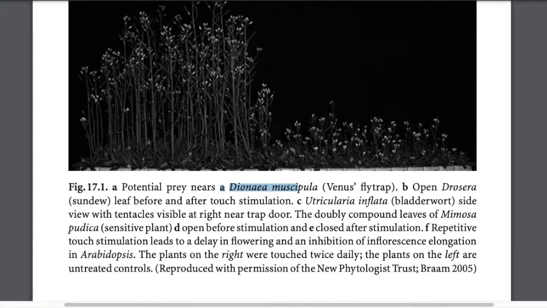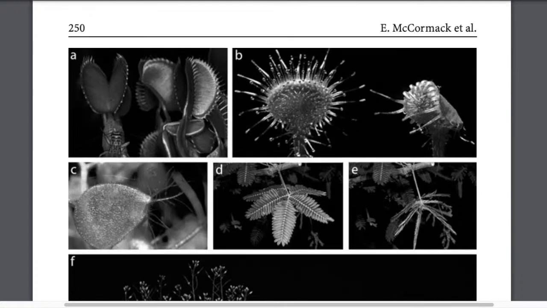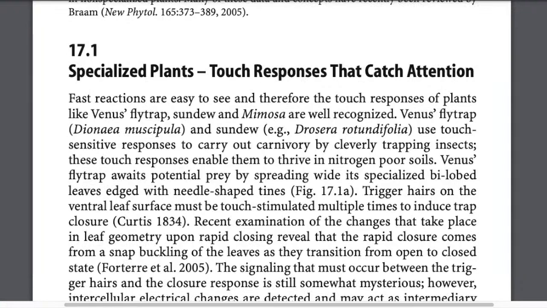And what's F? Repetitive touch stimulation leads to a delay in flowering, inhibition of inflorescence elongation. Wow. Touch twice daily. The plants on the left are untreated controls. Wow. Look at that difference from touching. What a difference. That's pretty cool. All right. Well, you've got to admit there's some pretty cool stuff that these plants do here. Kind of wonder, do they know what's going on?